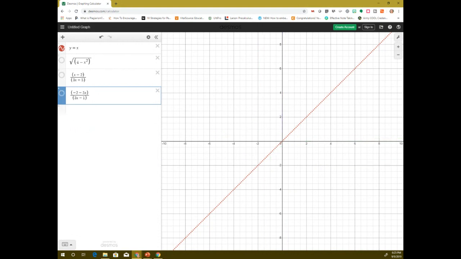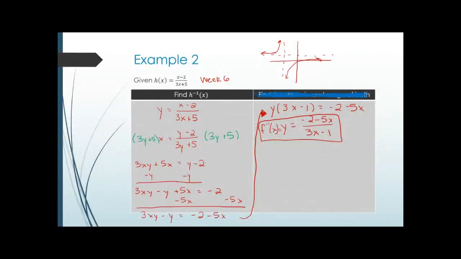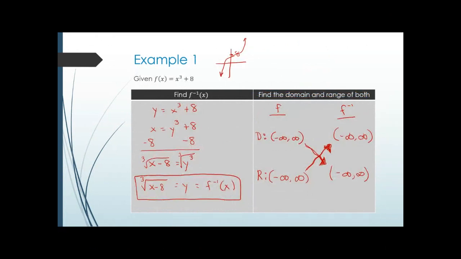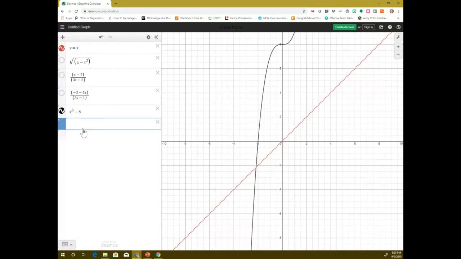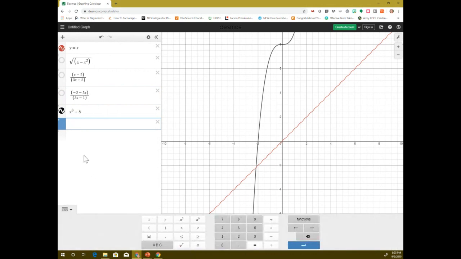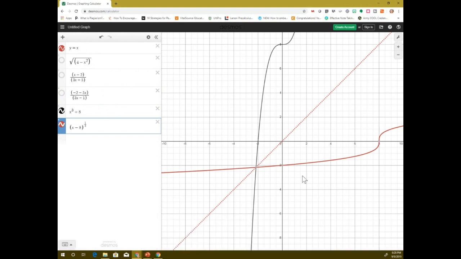And let's go to example 1. Example 1 here, that was the cubic. So we had x cubed plus 8. And then our inverse, that was the cube root. There's no cube root button, but that's the same as the 1/3 power. So we had x minus 8 to the 1/3. So you can see, again, it forms a mirror image across the line y equals x. So that's how you know that those are inverses, when you look at that line.